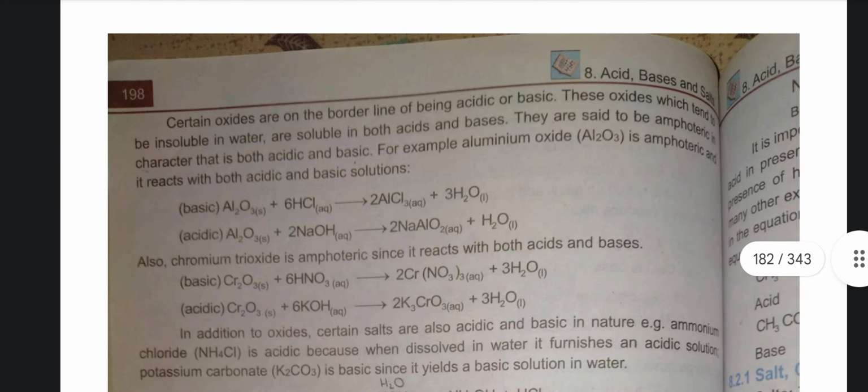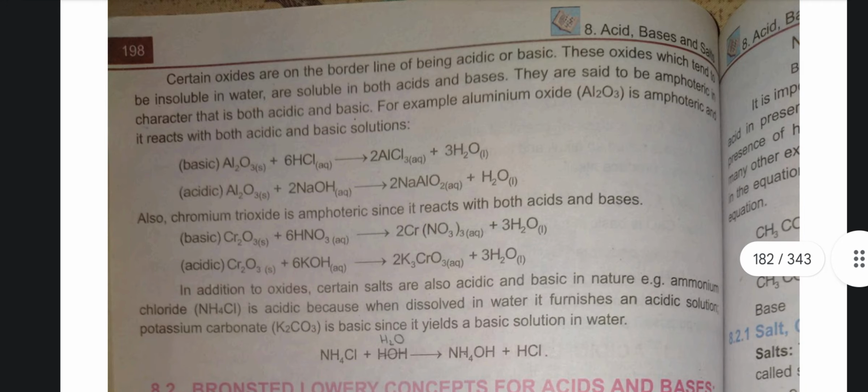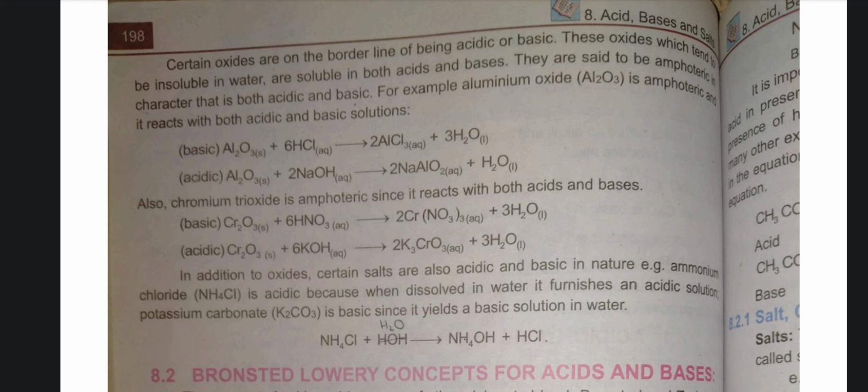Certain oxides are on the borderline of being acidic or basic. These oxides, which tend to be insoluble in water, are soluble in both acids as well as bases, and they are said to be amphoteric in character, that is, both acidic and basic. For example, aluminium oxide, Al2O3, is amphoteric and reacts with both basic and acidic solutions.